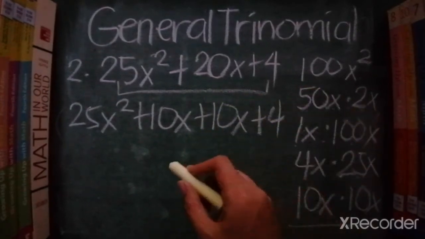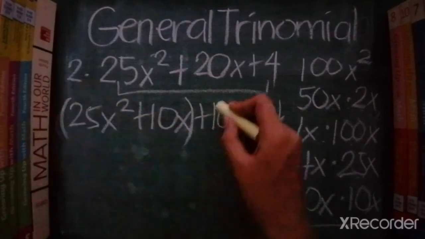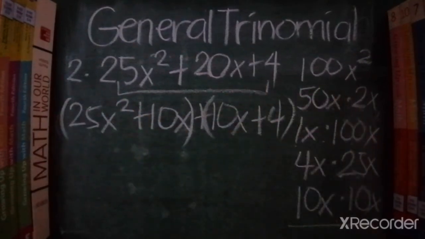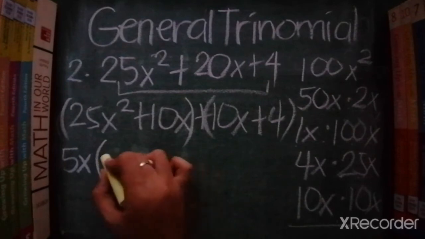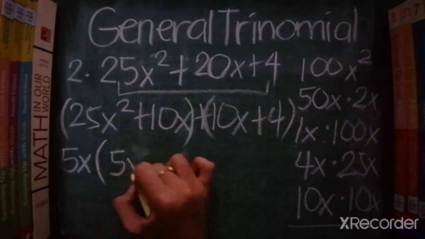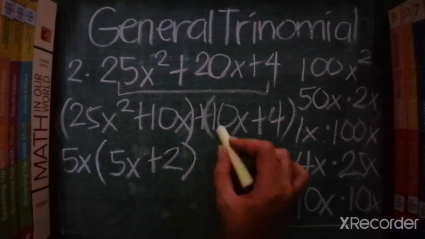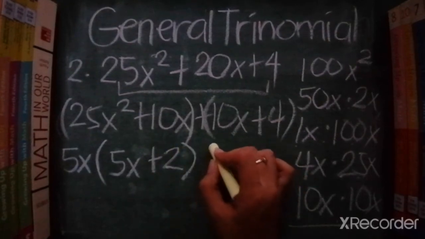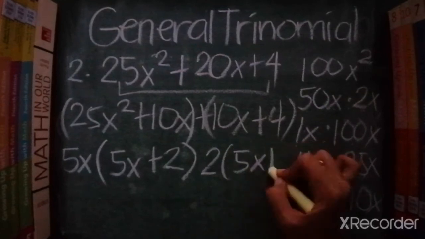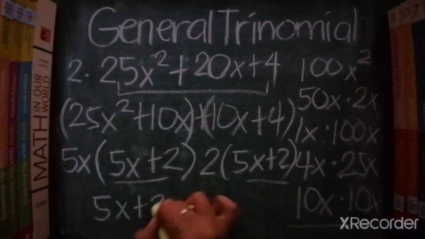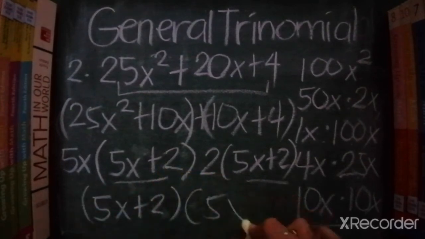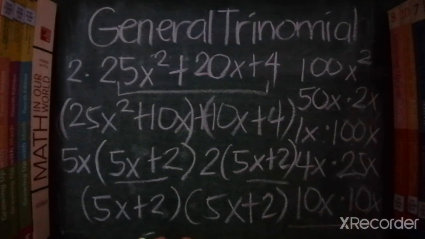So let's do grouping. We're going to group this one like that. And then next is the common monomial factor. So we have 5x as our common monomial. Then we will get 5x plus 2. Then this one we will have 2 times 5x plus 2. So we have a common factor already. So we are going to use 5x plus 2 and then 5x plus 2. Or you can also have, it's the same as 5x plus 2 squared.